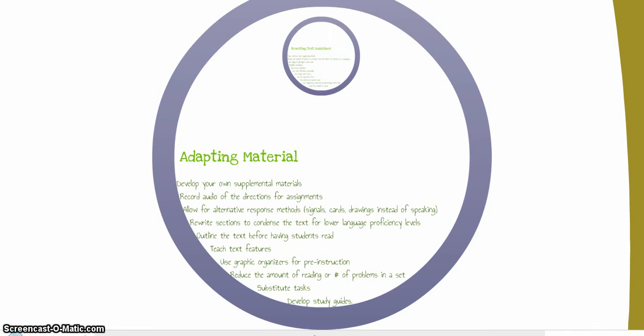They may not need to show you in 12 problems what they can show you in 5. Substitute tasks, so find an alternative that would be more appropriate for their language proficiency, and develop study guides. There are a lot of IEPs out there for our special needs students that have that accommodation as a requirement anyway. And all of our students benefit from that, being able to narrow down what they've learned.